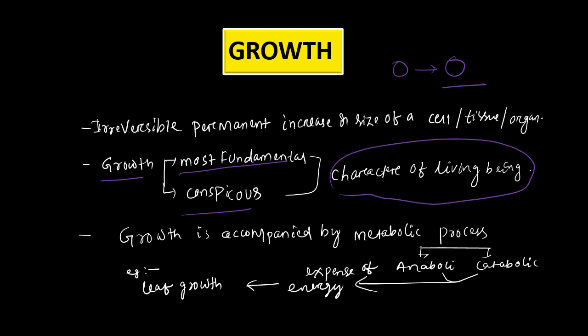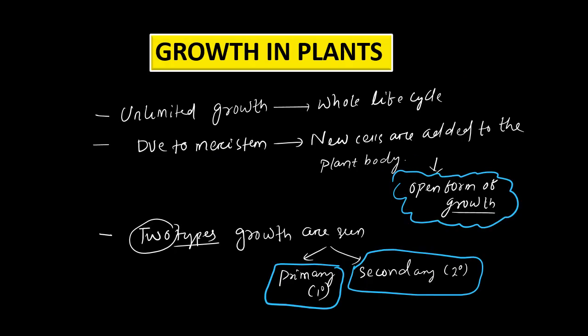Growth is due to the expense of energy, through anabolic and catabolic processes. Due to this process of expense of energy, growth is seen. So this is about growth. Now, growth in plants. So what is growth in plants?